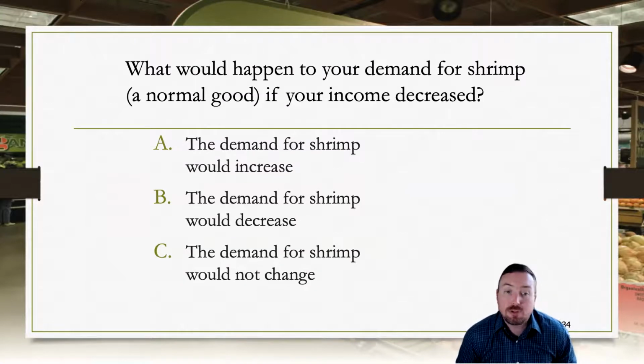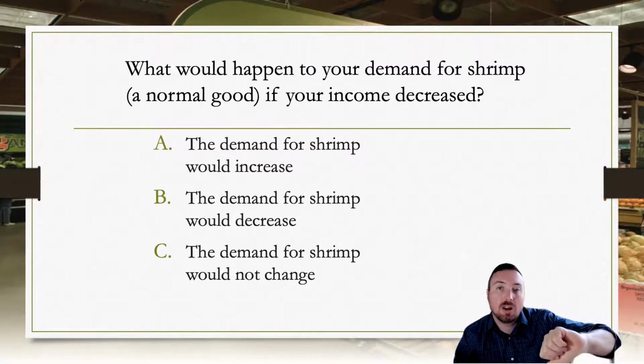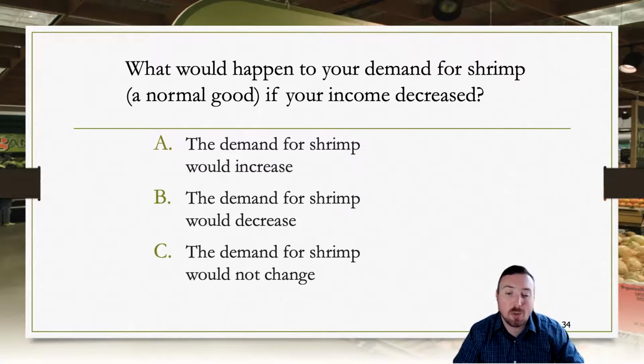What would happen to your demand for shrimp, a normal good, if your income decreased? Take a moment, try to answer this. Pause the video if you need to. If you're back and you've got your answer, again, the demand for shrimp, a normal good, what happens to it? If your income goes up, you want to buy more normal goods, right? So your demand for normal goods should go up, but here we're looking at income decreased. If your income goes down, what are you going to buy more of? You're going to buy more inferior goods, right? And less normal goods. So your demand for normal goods should go down. The correct answer here should be B.